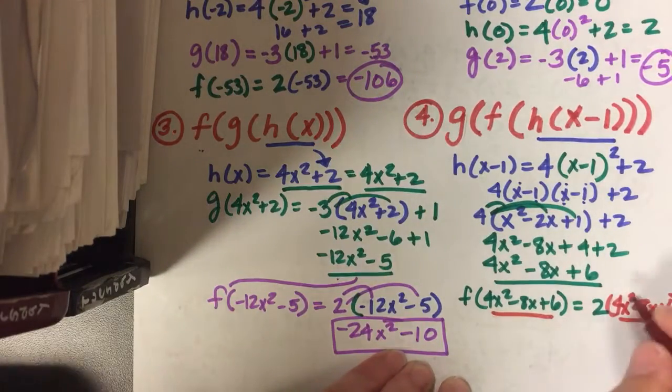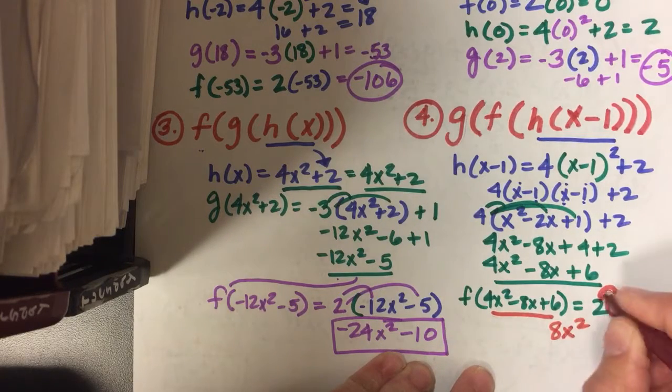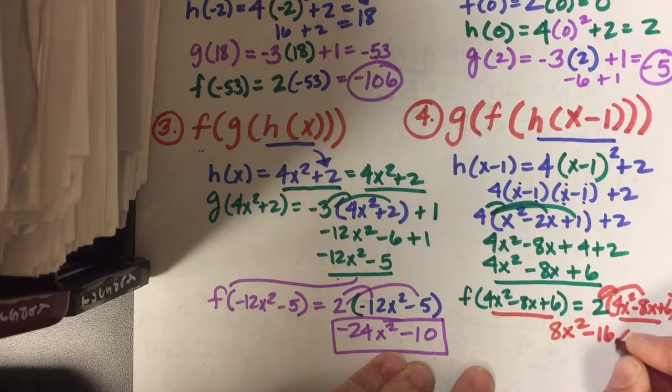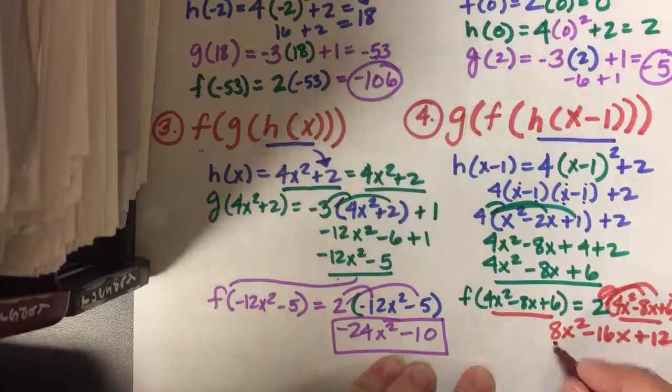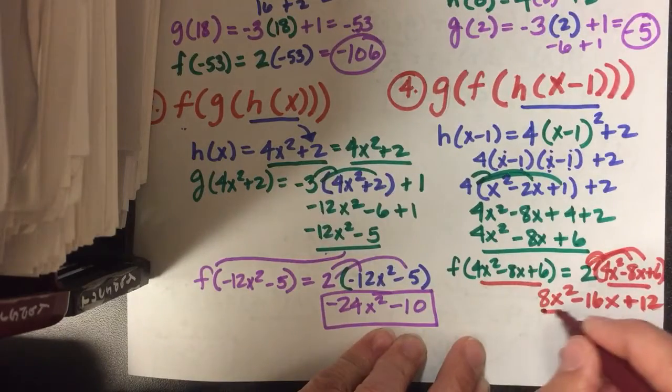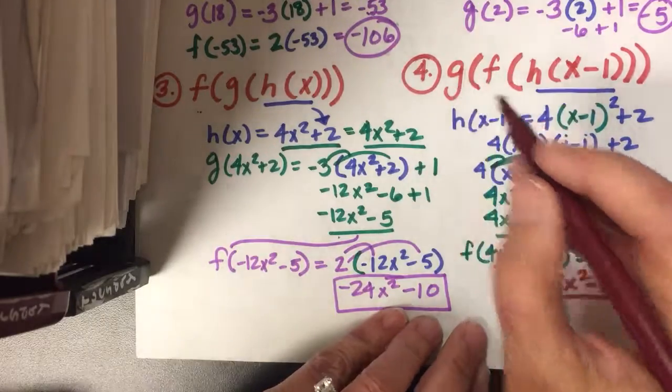If I distribute that out, 2 times 4x squared is 8x squared. 2 times negative 8x is negative 16x. And 2 times 6 is 12. Now that is my second to last output. That is now going to become my input for g.